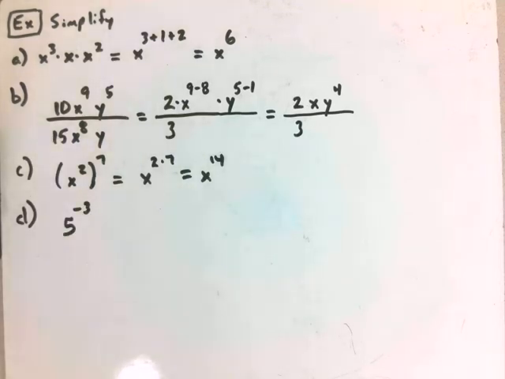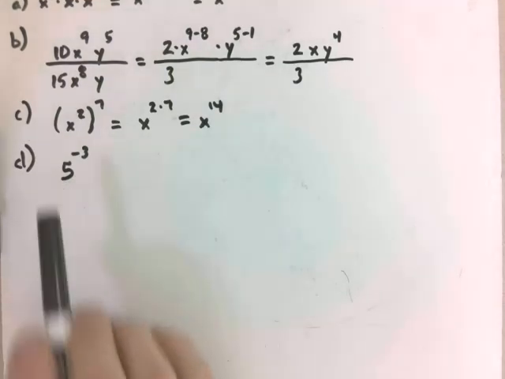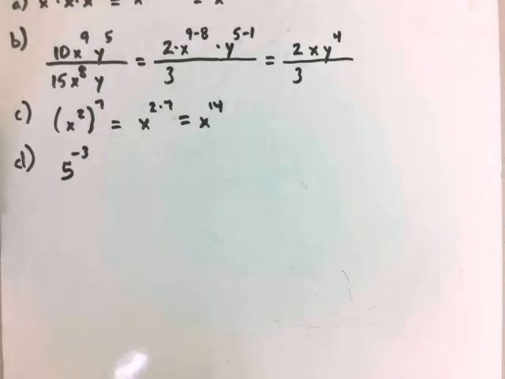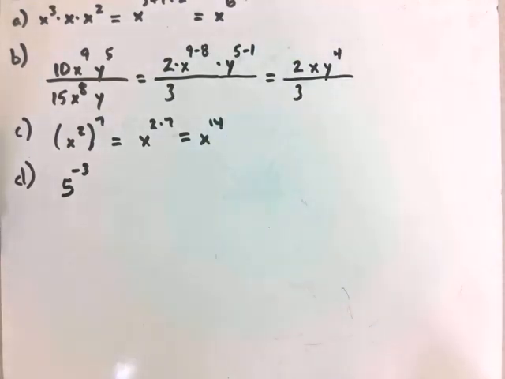Let's talk about negative exponents for a minute. Our final answer should not have any negative exponents. If you look at what we did in those first three, we didn't have any negative exponents there. When you simplify, your answer should have positive exponents only. How do you handle a negative exponent?